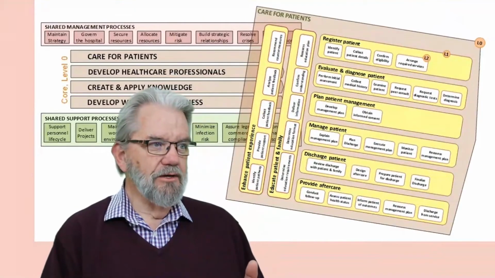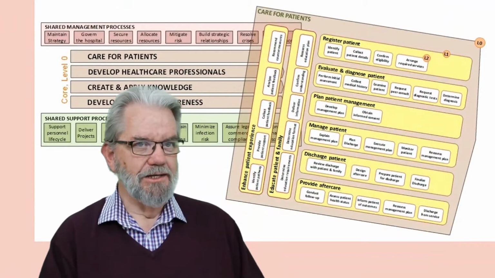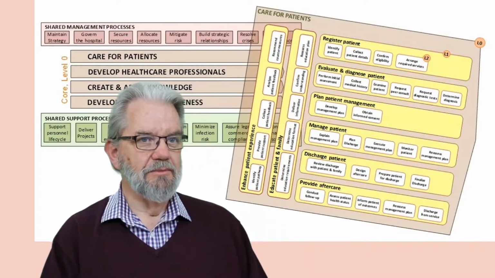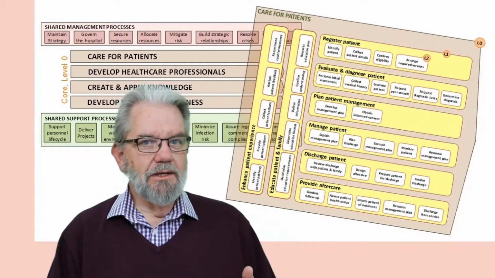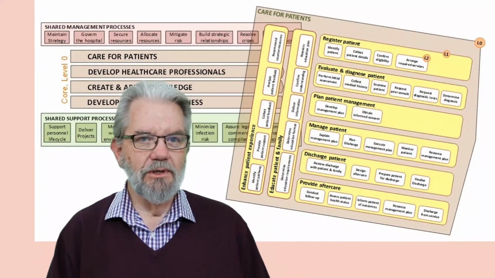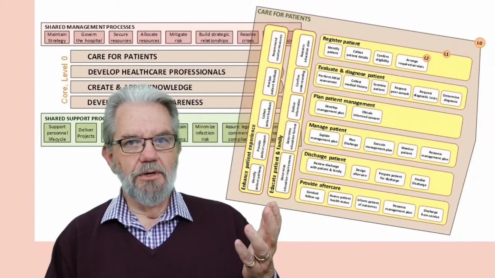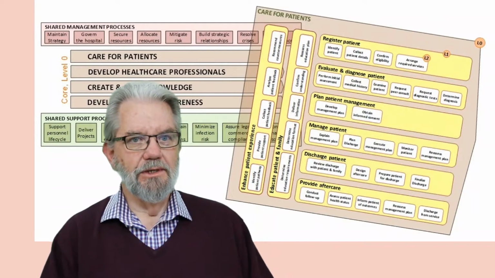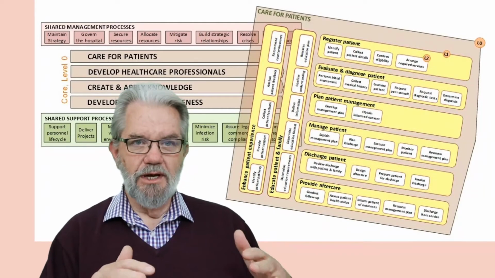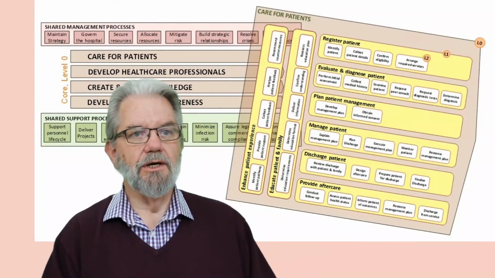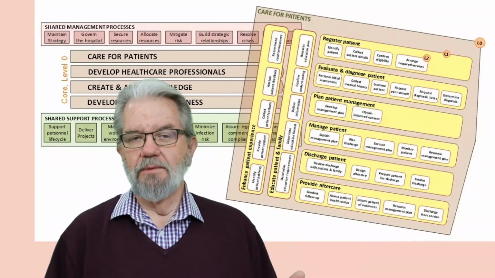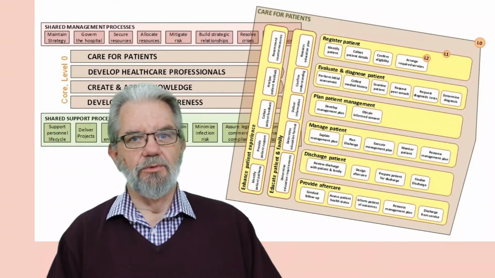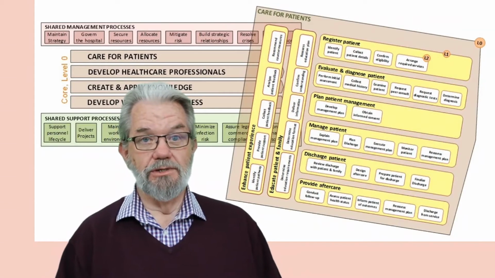A quick reminder of what I mean by process architecture, or we'll use the term enterprise process architecture to mean the same thing. So we've got three sections to the process architecture. We've got at the top shared management processes, in the middle core processes, and at the bottom those shared support processes. The shared support processes are the ones that enable the organisation to work. The shared management processes are largely about executive decision making and related matters, and the core processes are the ones that are directly executing the organisational strategy.